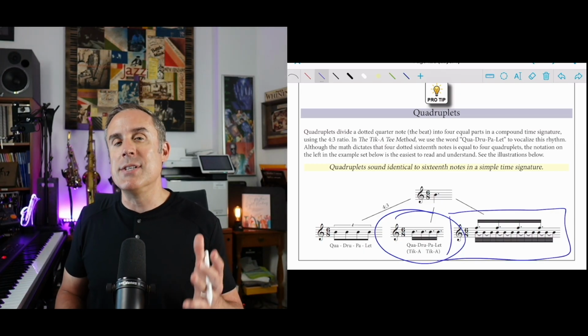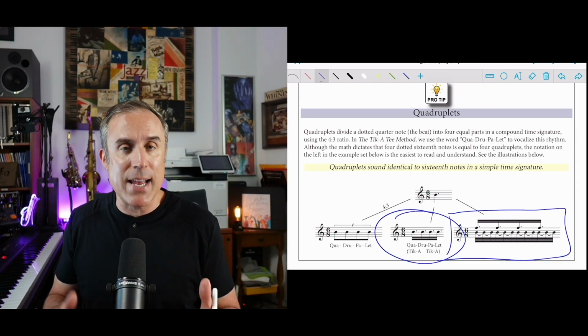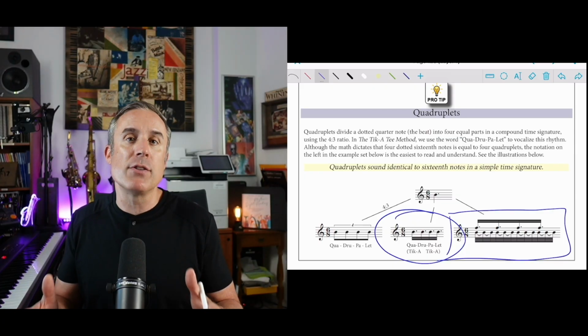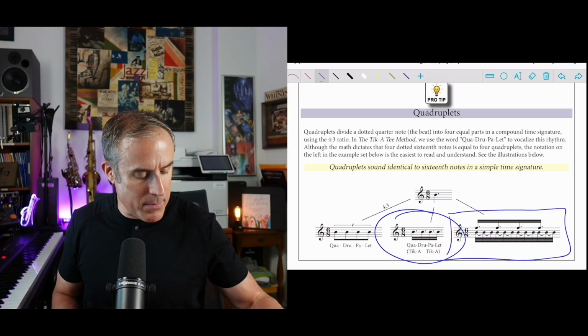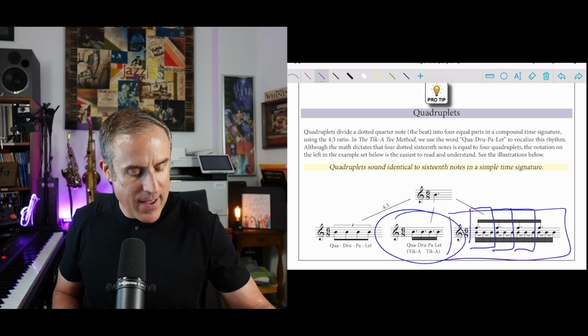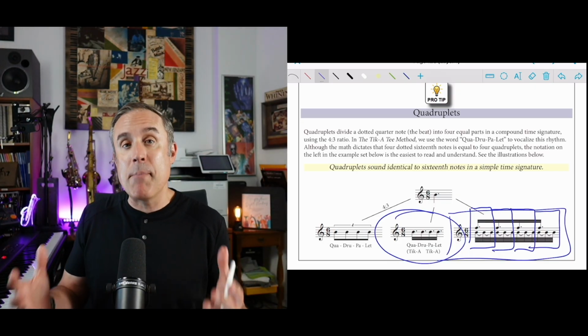Each one of those dotted 16th notes can be broken down into 3 32nd notes. So that 1 beat in 6/8 is broken down into 4 equal parts. Let me show you. 1, 2, 3, and 4. There's your 4:3 ratio. That's the math behind it.